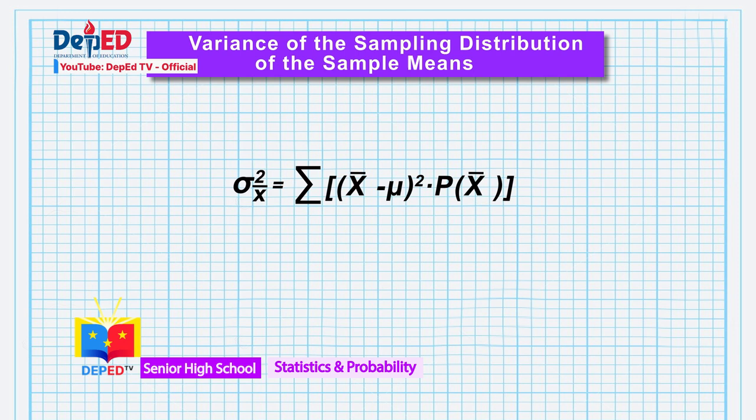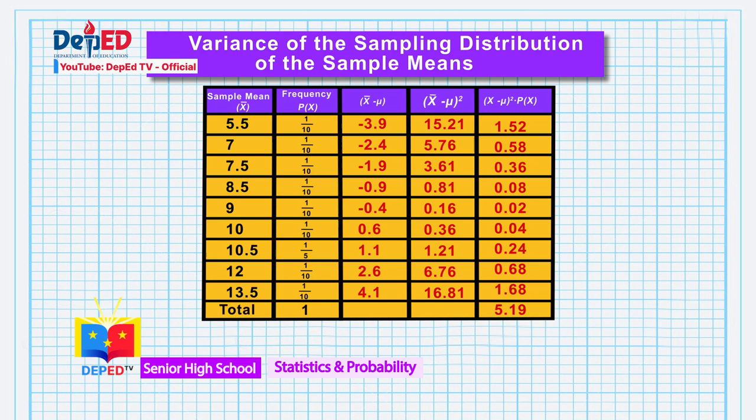And for the last step, compute the variance of the sampling distribution of the sample mean using the given formula. To do that, let's get the difference of the sample mean and the mean of the population. Using the calculator, we acquired negative 3.9, negative 2.4, negative 1.9, negative 0.9, and so on for the difference. Now, let's use our calculator for the square of the difference. We acquired 15.21, 5.76, 3.61, and so on.